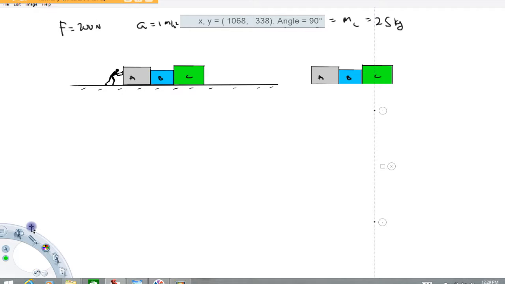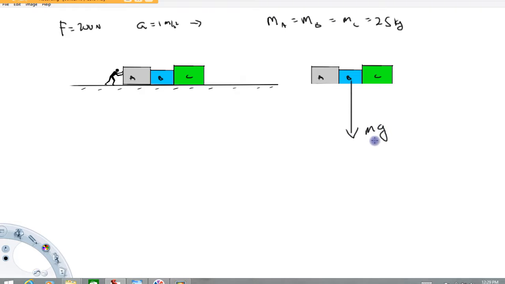First of all, let's talk about the mg's here. You could put 3 individual force vectors, but what I'm going to do is just put one gravitational force down equal to mg, where in this example that m would be 75 kilograms, because that's the single force vector representing the total mass of the system.